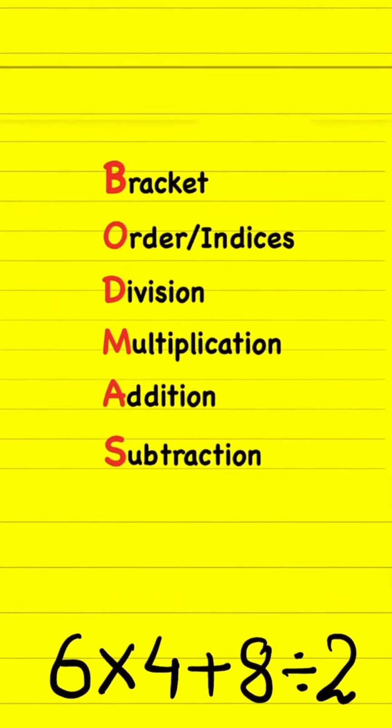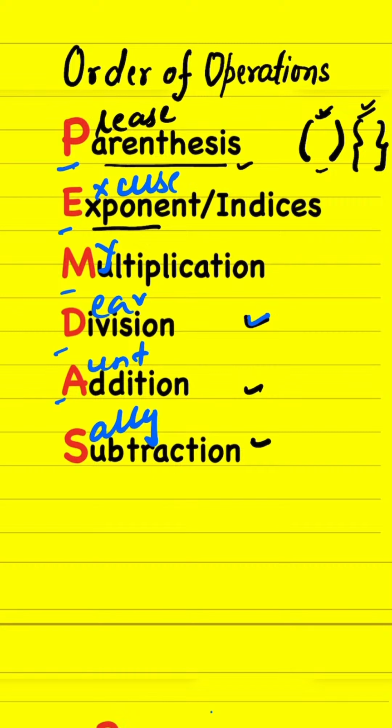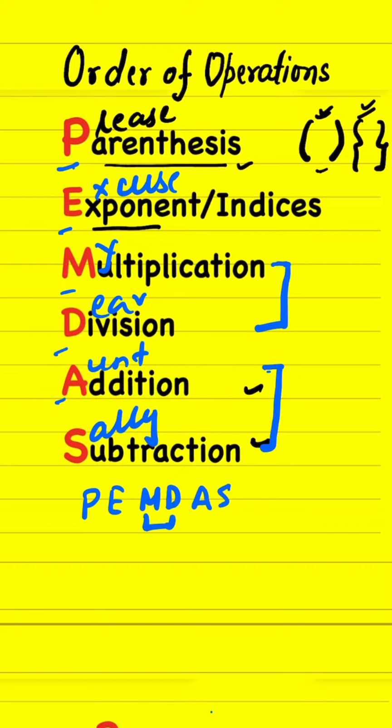Some people also follow BODMAS: B for brackets, O for orders, D for division, M for multiplication, A for addition, and S for subtraction. However, you might get confused that in BODMAS, division is written first. Don't get confused. Multiplication and division, and addition and subtraction, are grouped together. So actually the order is like this: parenthesis, exponent, indices, then multiplication, division, and then addition, subtraction.